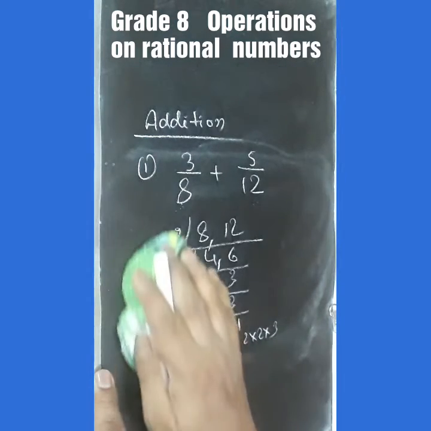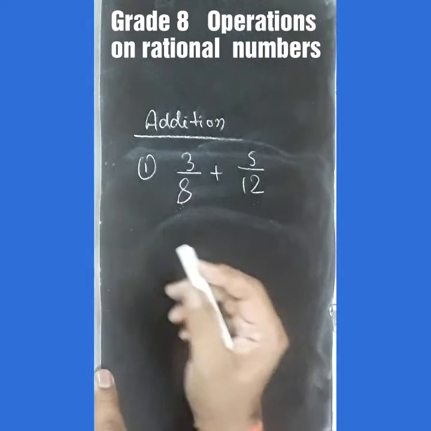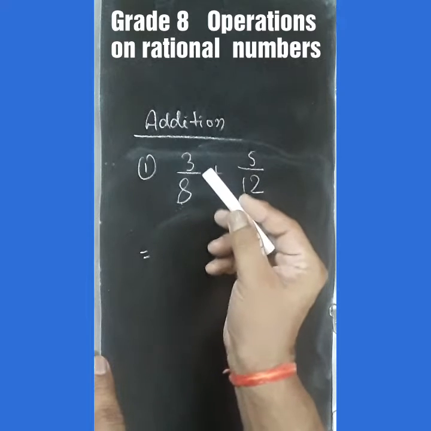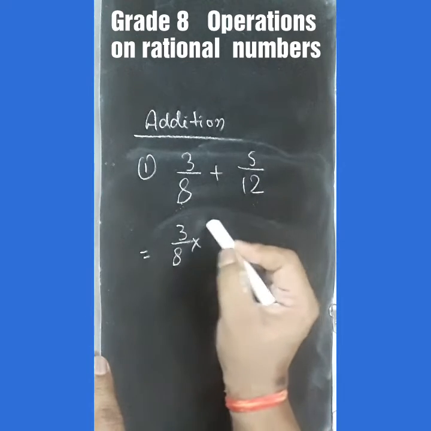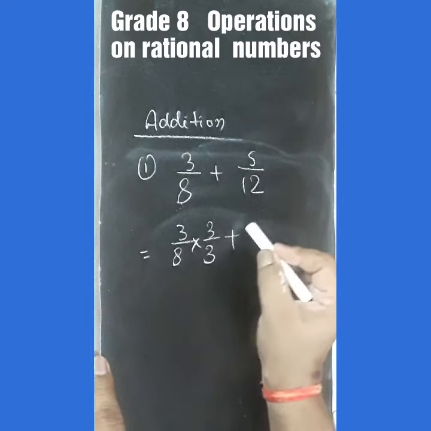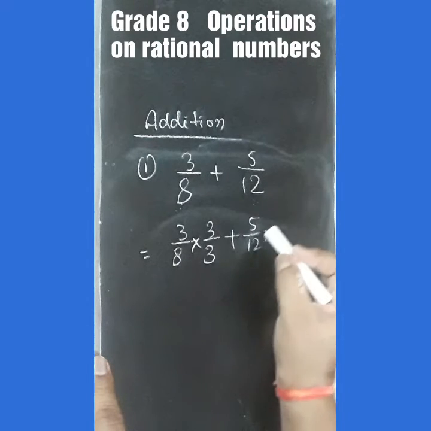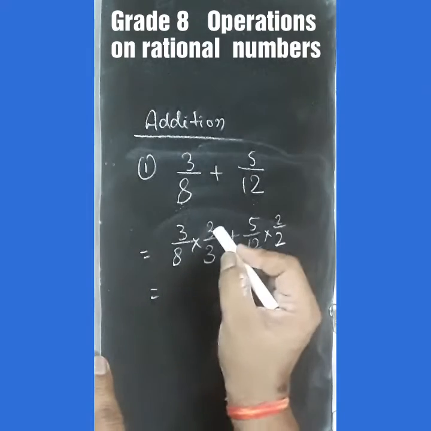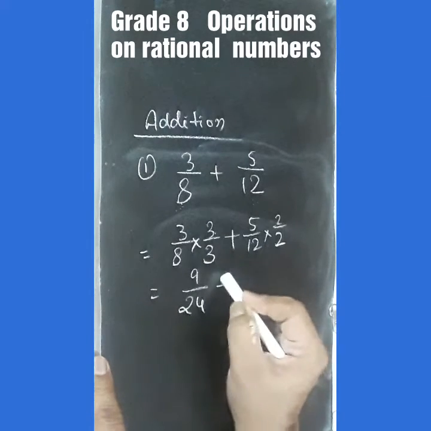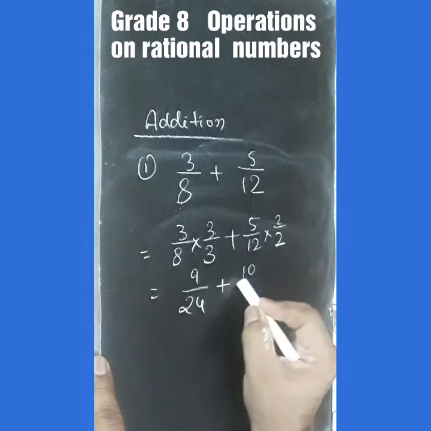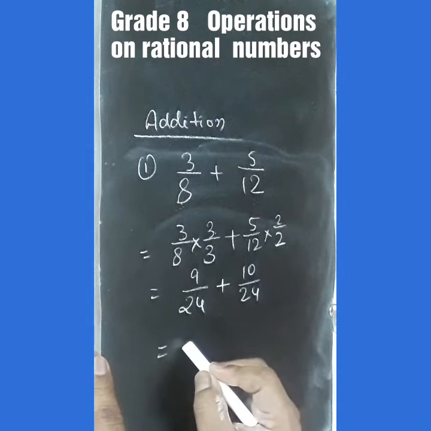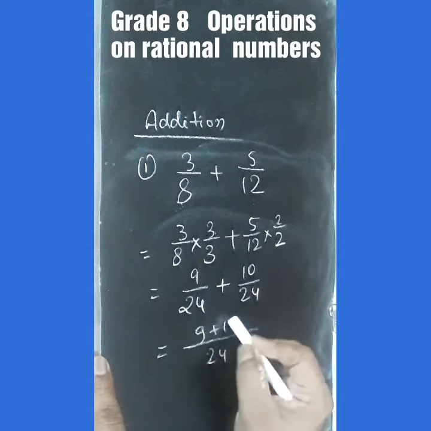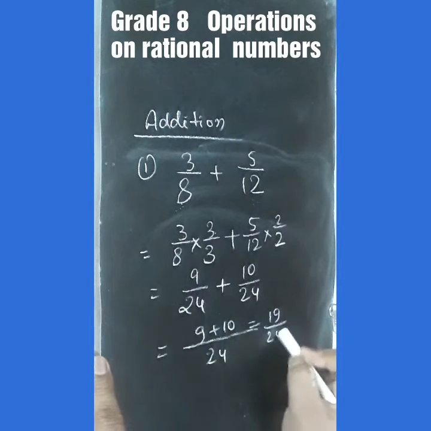We have to make both the denominators 24. We can do it like this. In the table of 8, we get 24 3 times, so we can multiply by 3 upon 3. In the table of 12, we get 24 2 times, so we will multiply both numerator and denominator by 2 to get denominator 24. Here we are getting 9 upon 24, and here 10 upon 24. Now we have the same denominator 24, a common denominator. Now we will add their numerators. 9 plus 10, we are getting 19 upon 24.